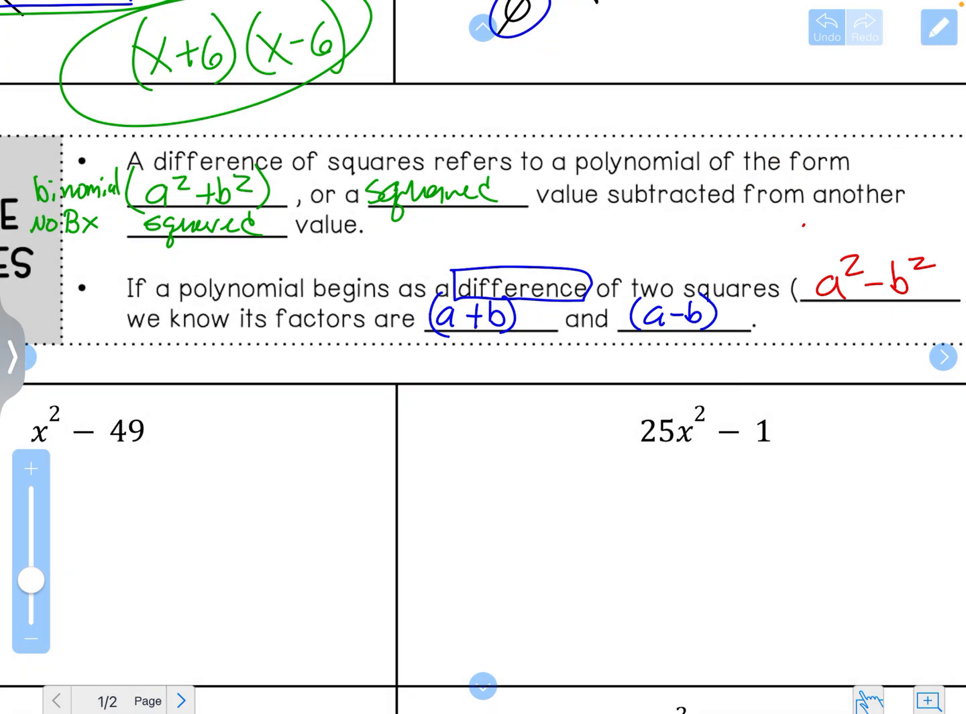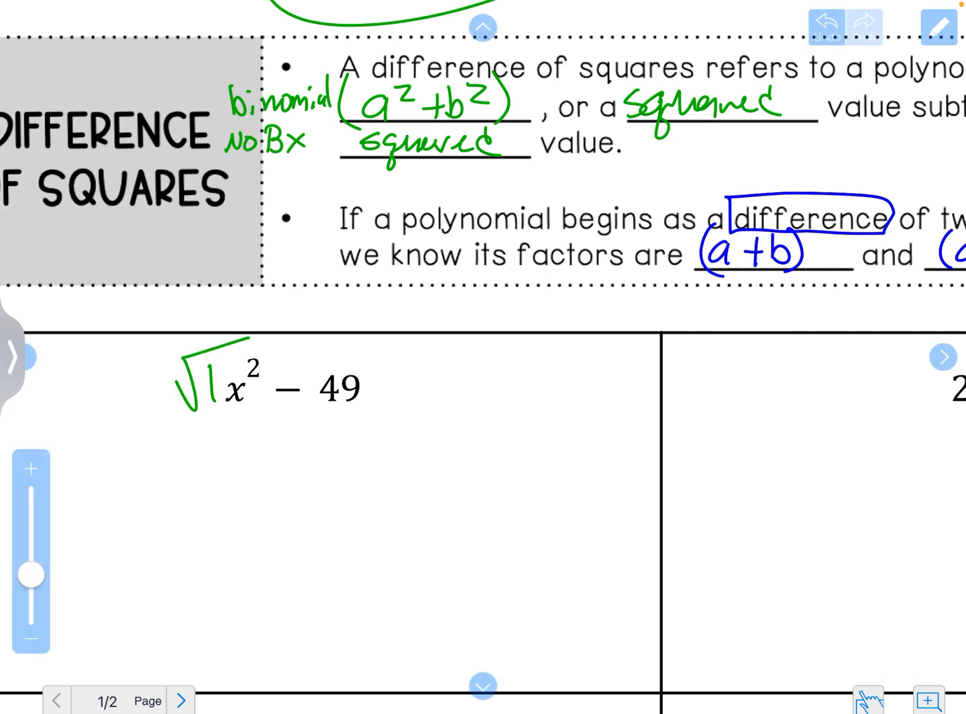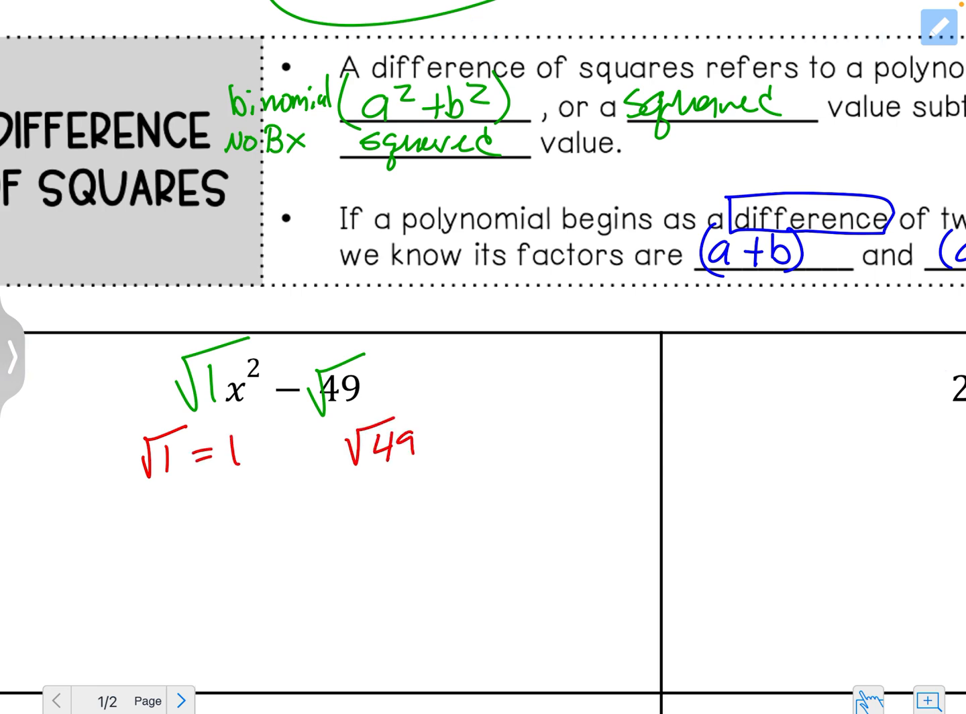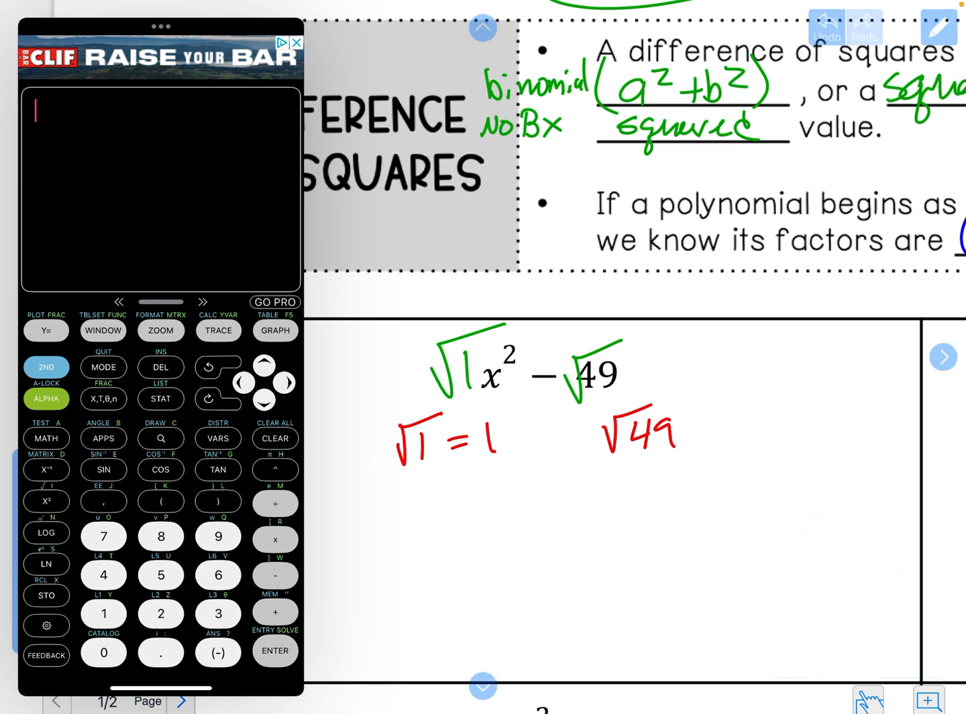So again, the way that we get rid of a square is that we're going to square root. So to do this trick, I'm going to take the square root of the first number and I'm going to take the square root of the second number. So the square root of 1 equals 1 and the square root of 49. So I'm going to show you real quick how to put it in your calculator in case you don't have your perfect squares memorized. I'm going to hit second, which is my blue button, and then I'm going to hit x squared, which gives me my square root button, and then I'm just going to type in 49, which tells me 7.